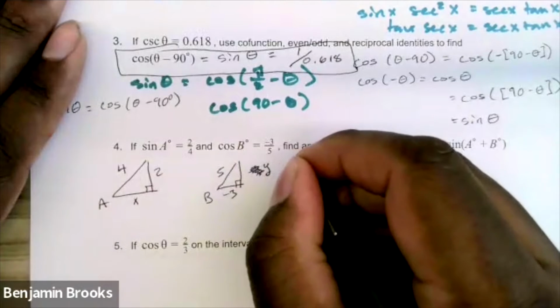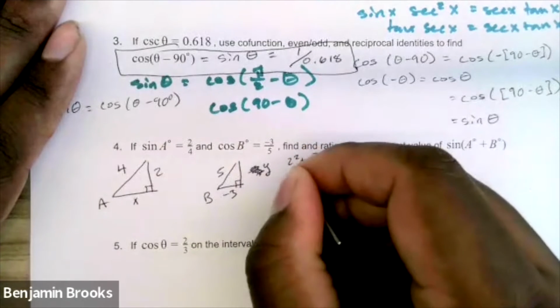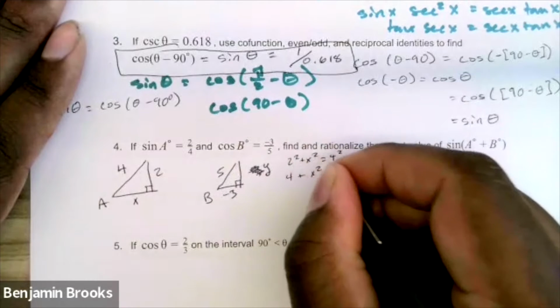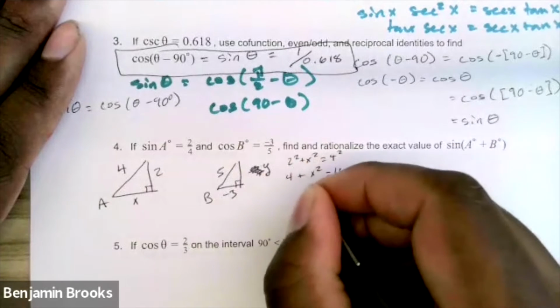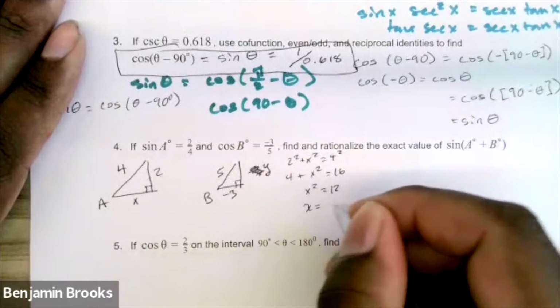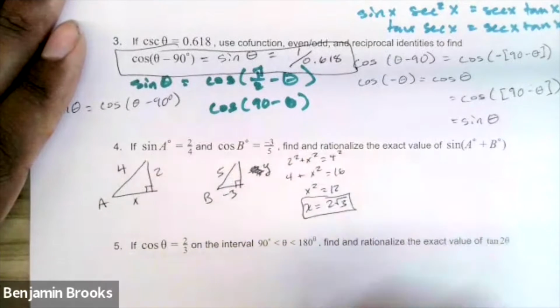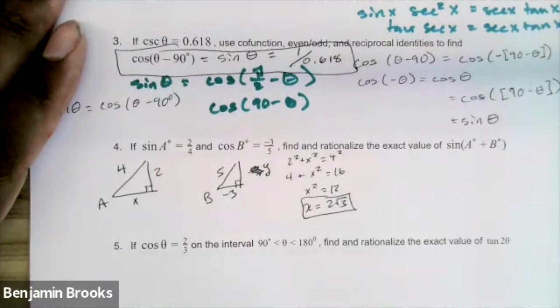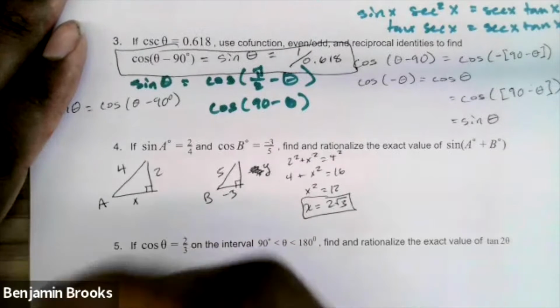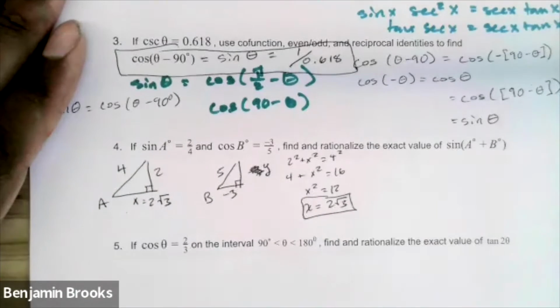So over here, I'll say that 2 squared plus X squared equals 4 squared, which gives me 4 plus X squared is equal to 16. So therefore, X squared is equal to 12. And therefore, X is equal to 2 root 3. You can go back and check my math on that, but it is correct. Also, this is a 30, 60, 90 triangle. So this is definitely going to be 2 root 3. All right. So we're done with that part.